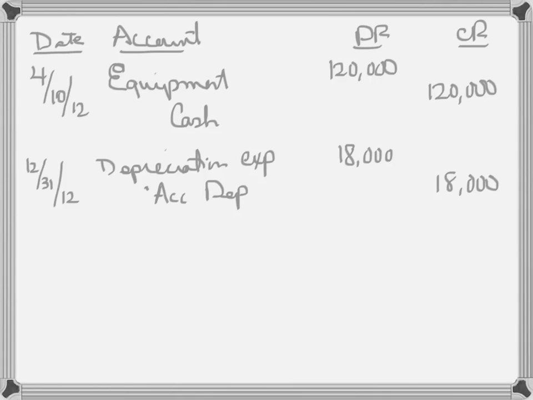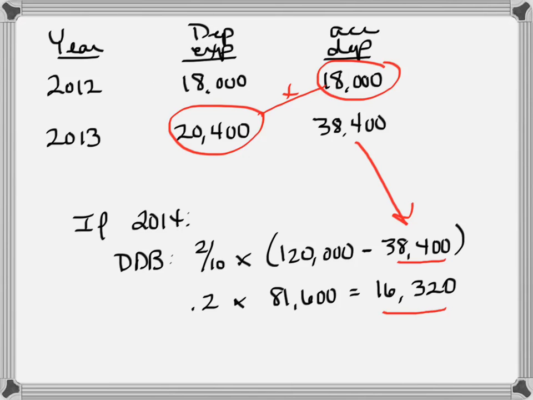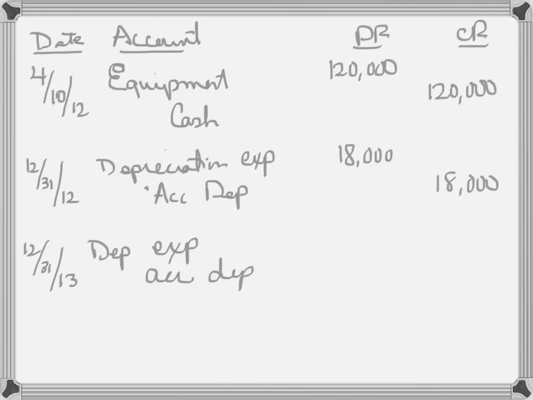And again, it would sit there and we would use it, but then on December 31st, 2013, we'd go in and do it again. Again, it would be depreciation expense, I'm going to abbreviate a little bit, and accumulated depreciation. And again, we calculated that for 2013 to be $20,400. And so forth and so on. You would do that journal entry each year through the asset's entire life.